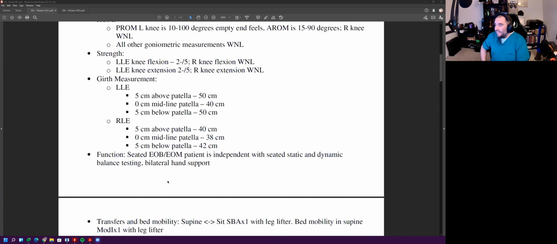If it says something like mod assist, would I want to leave her by herself? No. At that point, I want to either lay her back down on the mat or I want to put her in a wheelchair where she's going to be safer, or a chair with arms, something where she's not going to just fall out of the chair, right? But despite the fact that she's independent, we are still going to put a what on her?